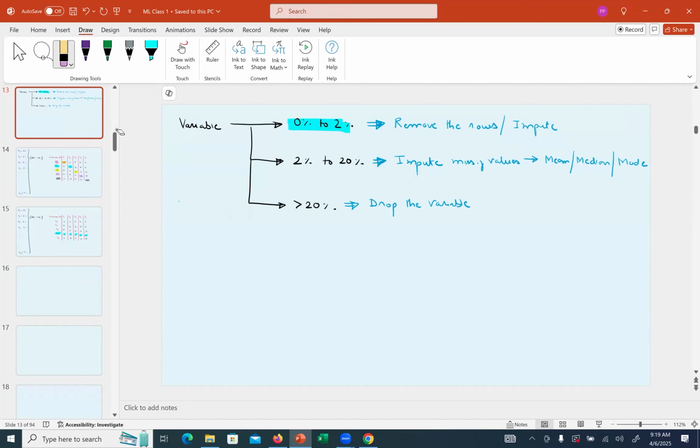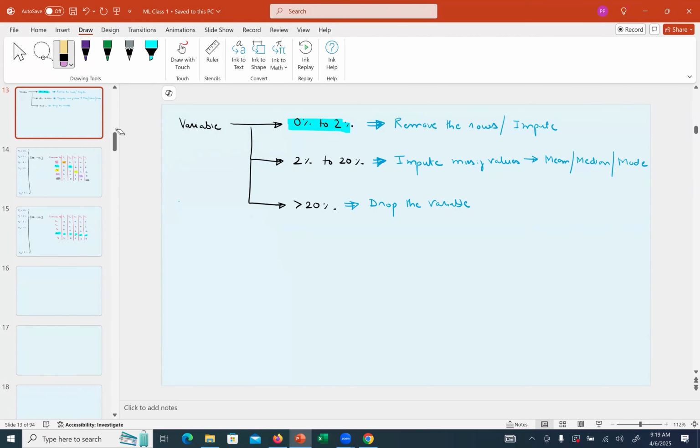But let's say if 2% to 20% of your rows are missing in a particular column, then I cannot remove the rows. I cannot remove 15% of my data, 18% of my data, like 5% of my data. So in that case, the only option that you have is to impute the values, to replace the missing values with mean, median, or mode.